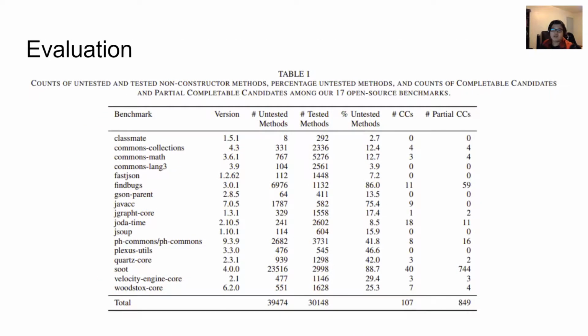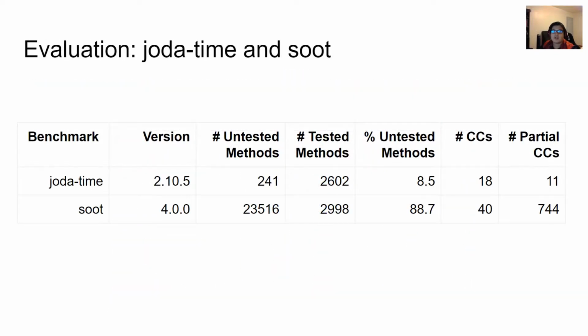We investigated the efficacy of our approach by implementing it using the soot framework plus JCoco and applying it to a sample of 17 open source Java benchmarks. In all, 11 of the 17 benchmarks had some partial or completable candidates. We had a closer look at Joda-time and soot, representing high and low coverage extremes.